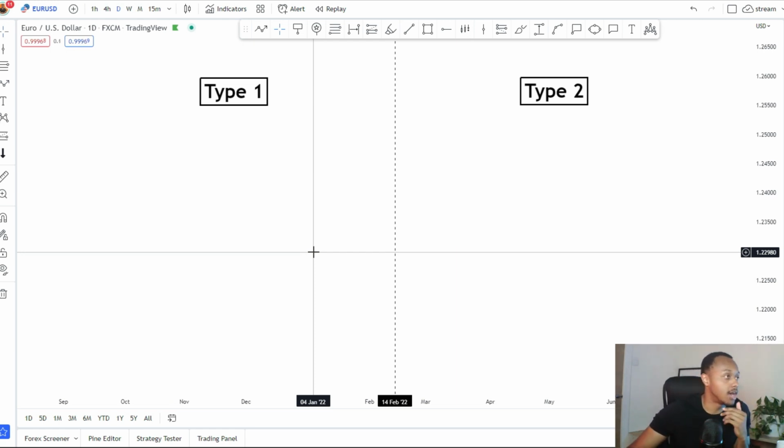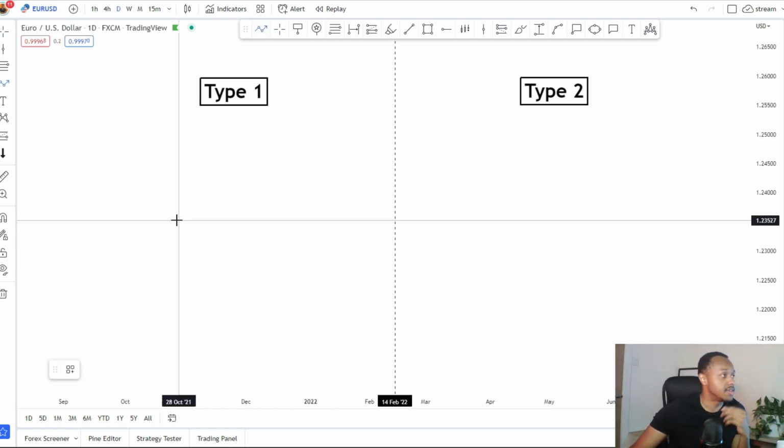So we'll start with Type 1. So again, this pullback strategy is very common. You see this all the time in the market. And the key thing with this one is always just waiting for precision, waiting for the market to get to your areas of interest and trading off those areas with confirmation.